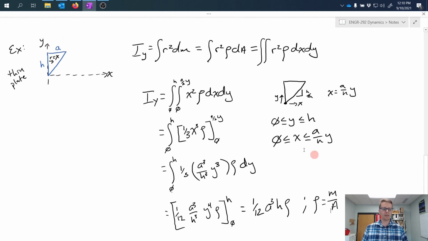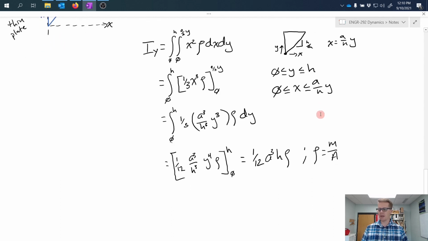Our area in this case is just a triangle, and it has dimensions h and a, so I can write the area as 1/2 AH. Substituting this expression over in here for rho, and I end up with 1/6 a squared m.